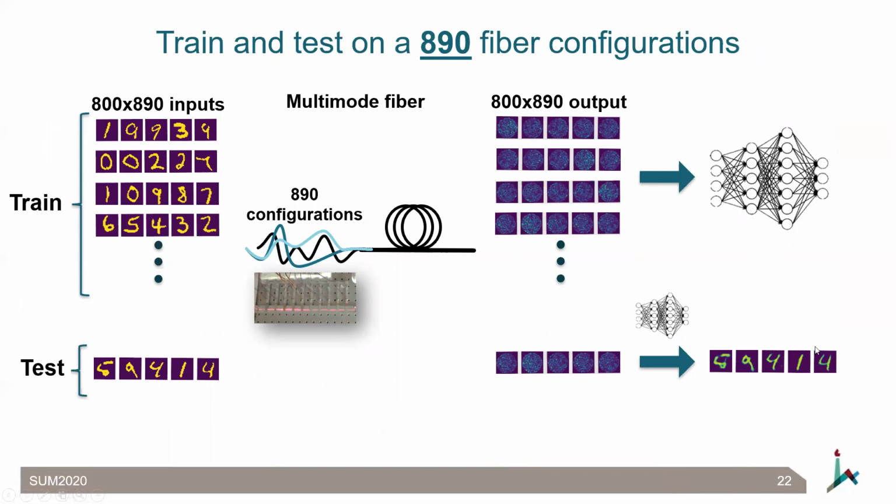Now, to test, so we train the network, and then to test again, we send a new set of objects that were not seen by the network in the training session. But the fiber was in the same configuration, 890 configurations, that was used in the training. So the test objects were not seen, but the fiber configurations were the same configurations used in the training.